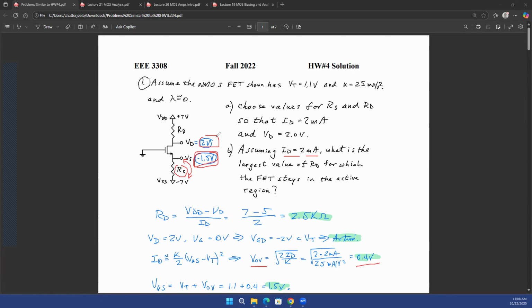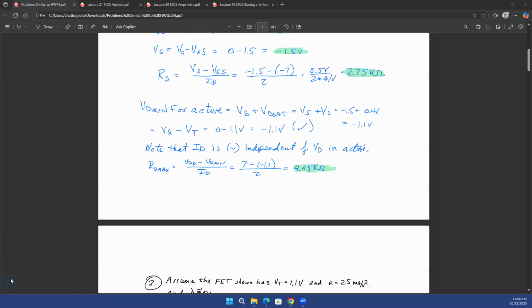So if your VD min is minus 1.1 and your VDD is 7 volts, you can find out the maximum value of RD, the largest value of RD for which the transistor will still be in the saturation region. And that's what we have here: your RD max is 7 volts minus minus 1.1 volt divided by 2 milliampere, that's the current, that is 4.05 kilo ohms. So you can keep on increasing the value of your RD till 4.05 kilo ohm, but after that the transistor can go into the triode region.